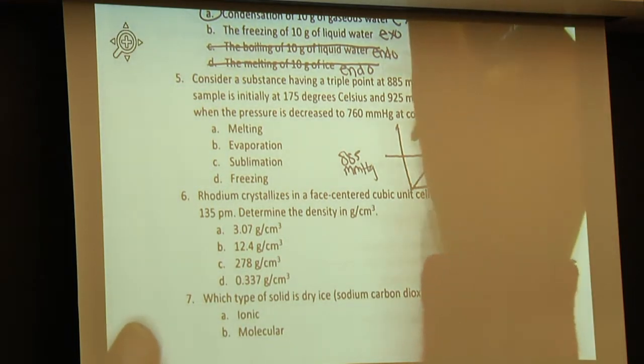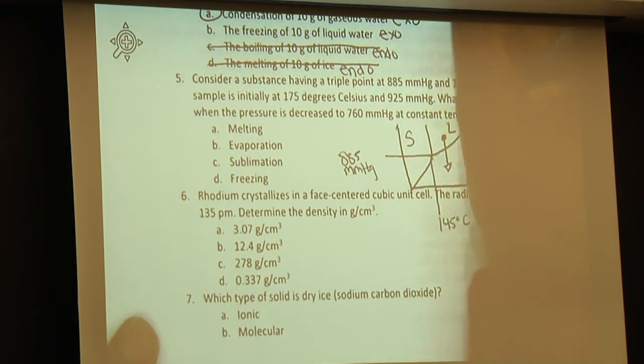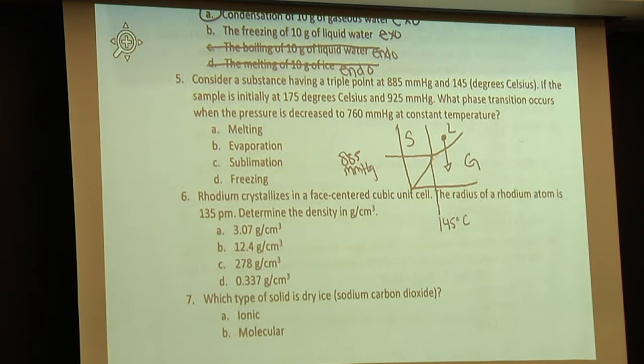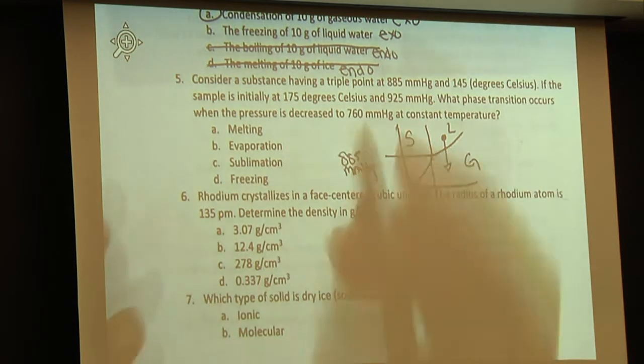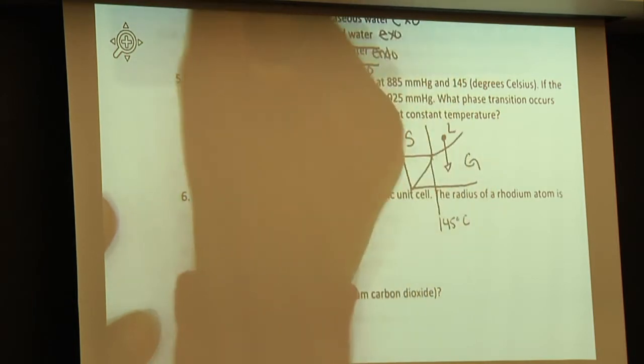So we have solids over here, a liquid, and a gas. So if we're going from a liquid to a gas, what is that? Evaporation. So liquid to gas, which would be B.